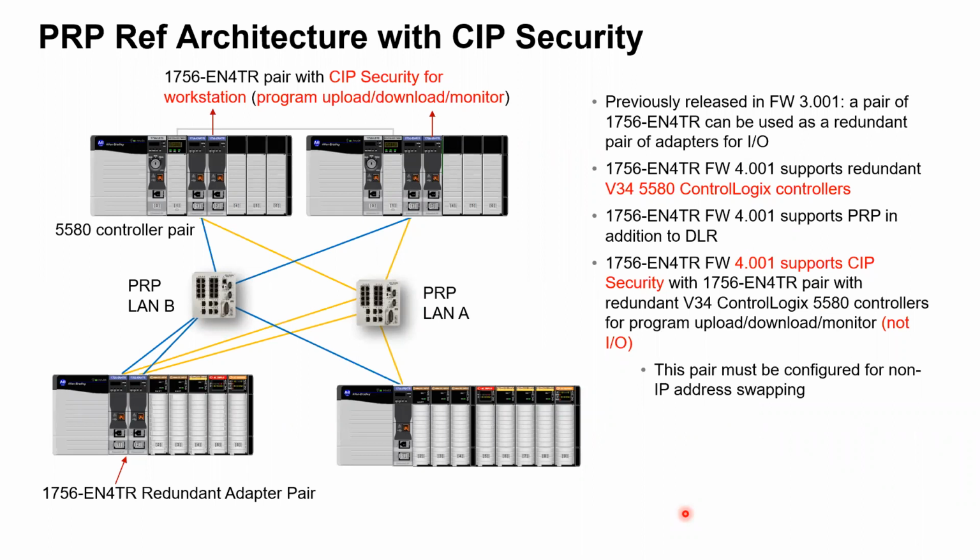So some new things that have come about recently. The EN4TR, that's a kind of new module. We haven't really talked about it too much. It's been out for a little bit of time though. A couple of things about it: one, it supports up to gigabit speed. Two, it supports PRP capability. And three, it supports SIP security as well. And some of these releases came in firmware updates over time after the release of the module.